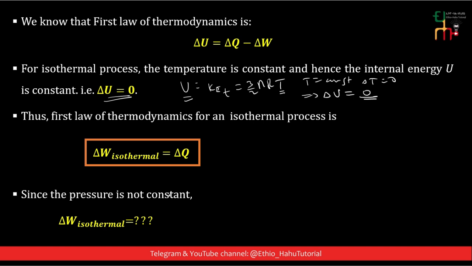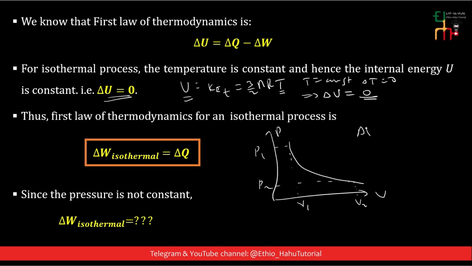Since the pressure is not constant, how can we find work done in an isothermal process? As we have seen so far, this is volume, this is pressure, and the pressure versus volume graph looks like this one. When the volume is V1, the pressure is P1, and when the volume is V2, the pressure is P2. Therefore, in this case, the pressure is not constant.